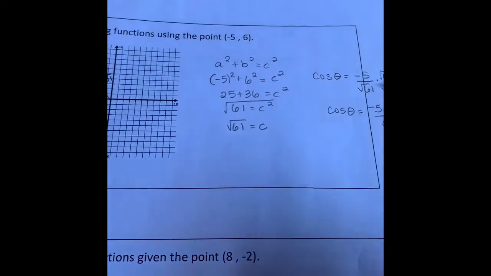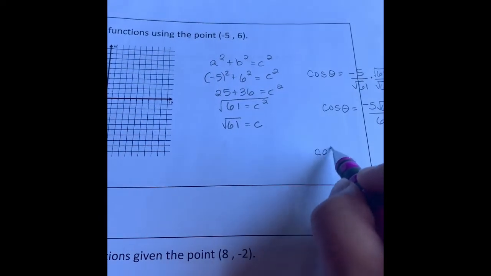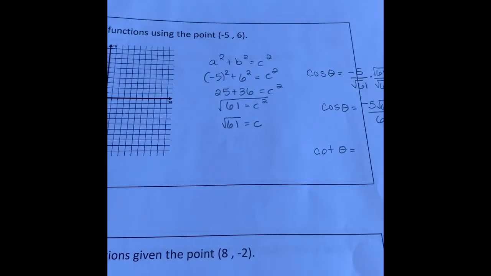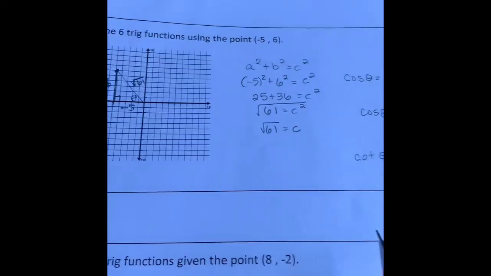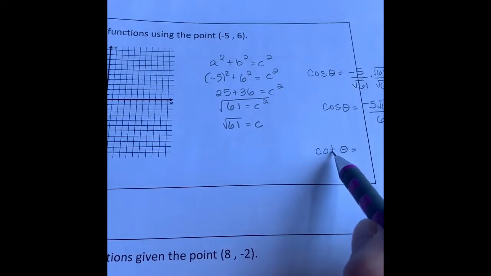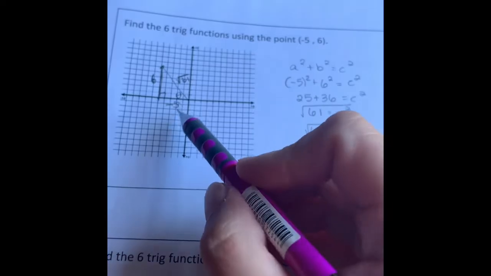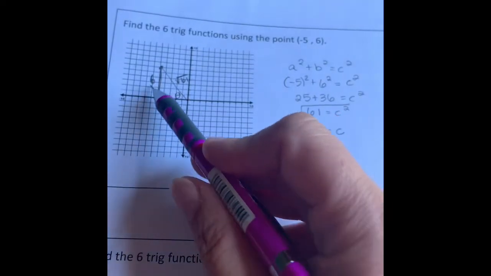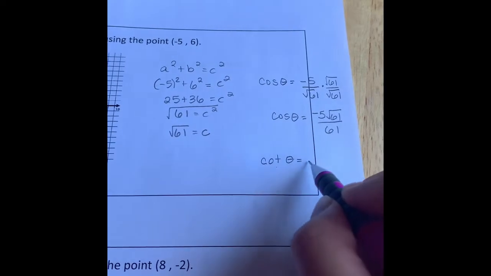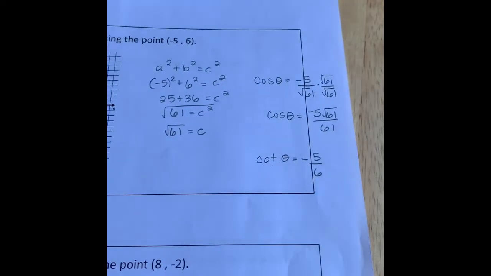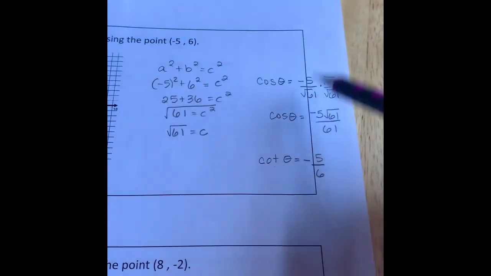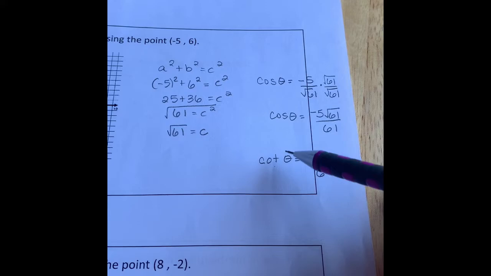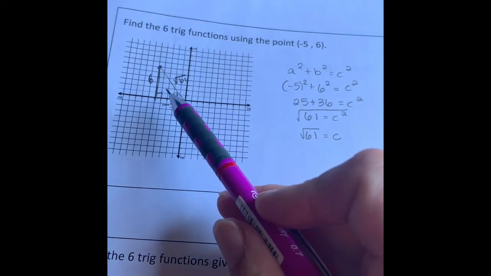If they wanted me to find, let's say, cotangent of theta. Cotangent is the reciprocal of tangent. So cotangent is found by taking the adjacent over the opposite. So adjacent is -5, opposite is 6. So the cotangent of theta is -5/6. On your assignment, they're not going to ask you for all 6. They're only going to ask you for 1. So just make sure you know how to find at least one of the trig functions based off the point that is given to you.